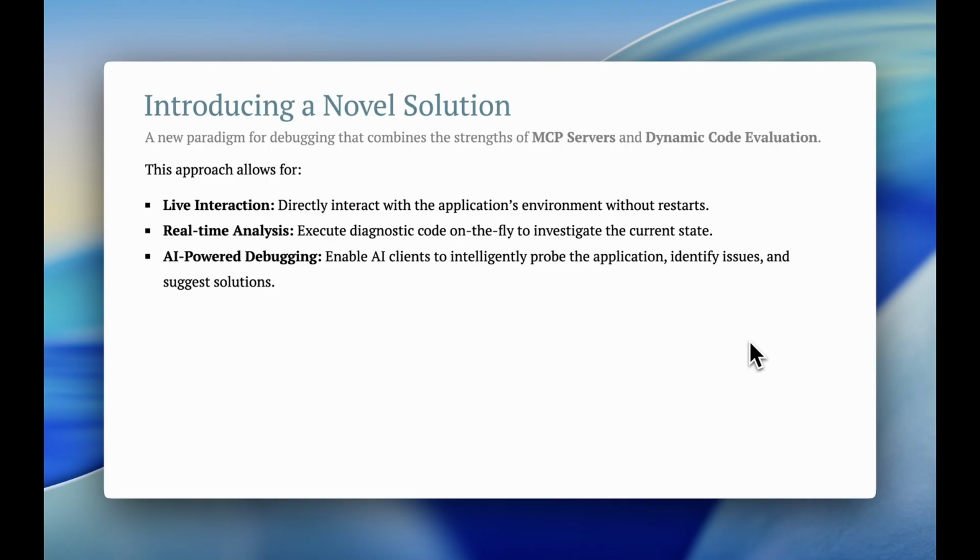It's a paradigm shift that combines the power of an MCP server with the inherent capability of dynamic code evaluation found in languages like Ruby, Python, and JavaScript. This combination allows us to interact with our live application in real time, executing diagnostic code to understand its state at the precise moment we need to. This opens the door for powerful AI-driven debugging, where an intelligent client can autonomously investigate and diagnose problems.